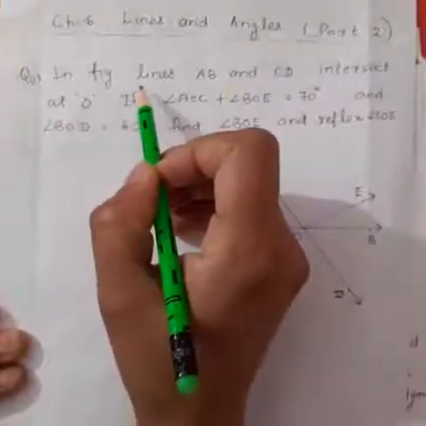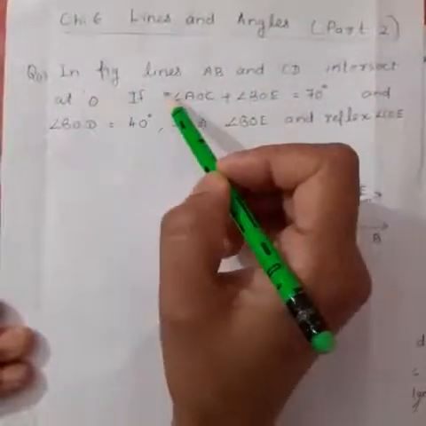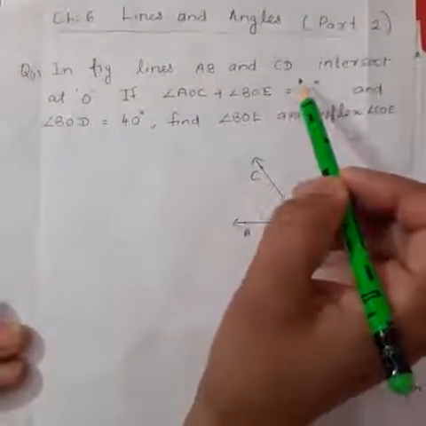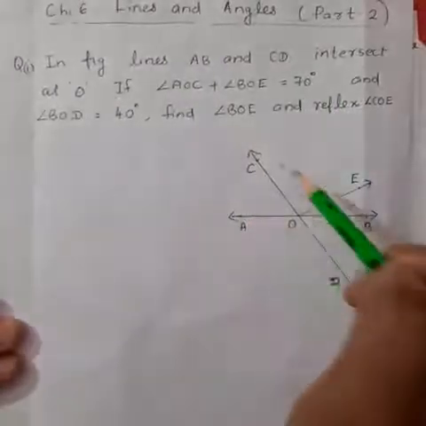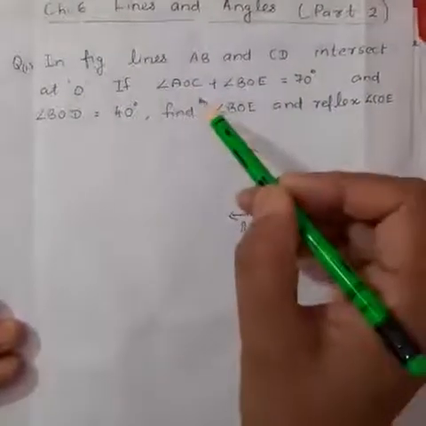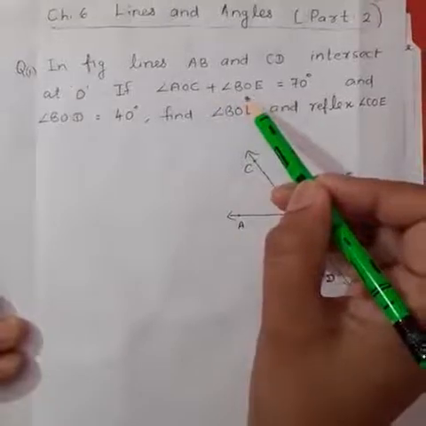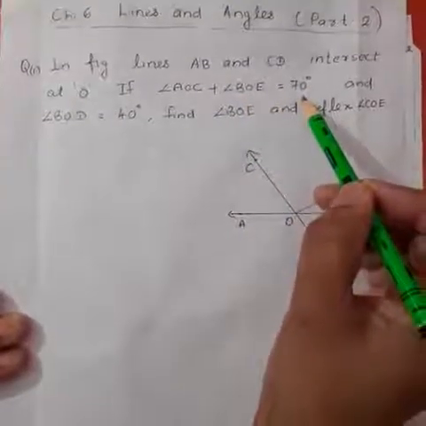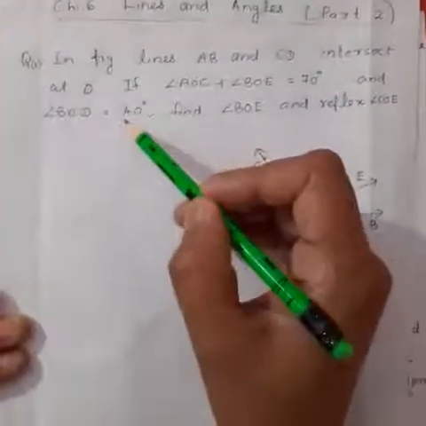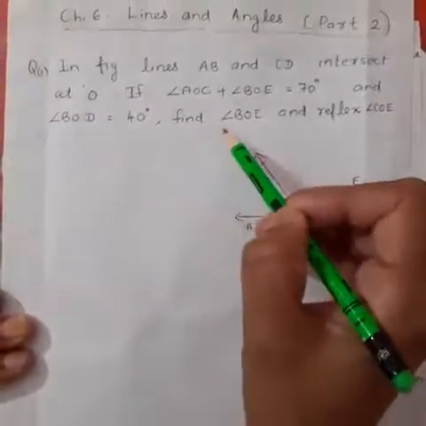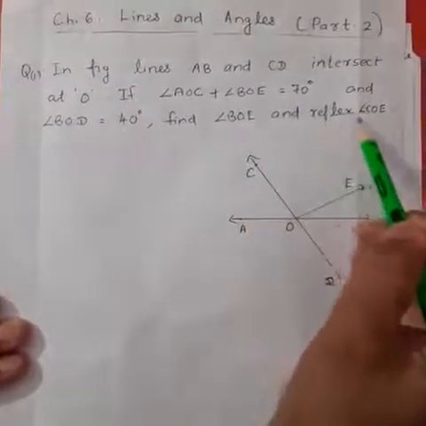Let's solve some questions. In the figure, lines AB and CD intersect at O. If angle AOC plus angle BOE is equal to 70 degrees and angle BOD is equal to 40 degrees, find angle BOE and reflex angle COE.